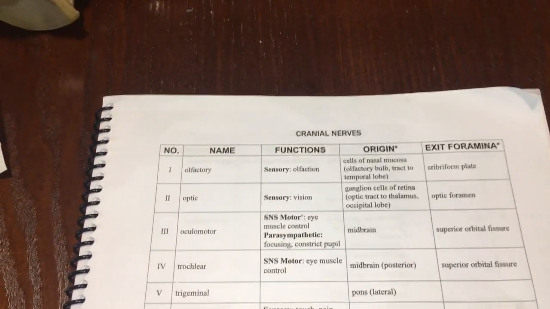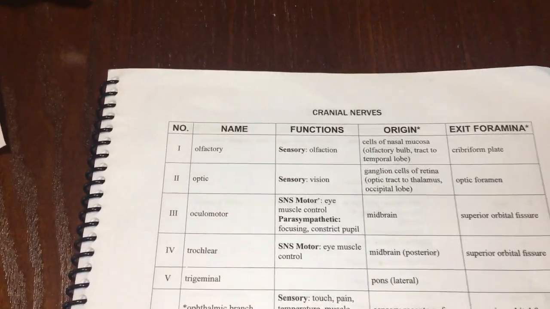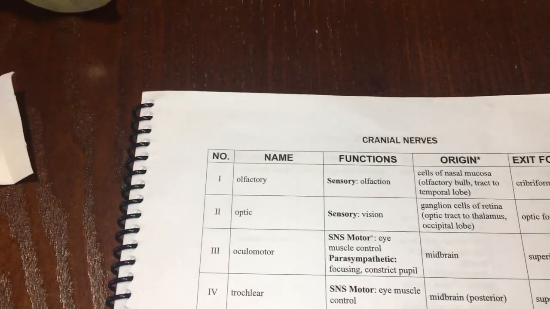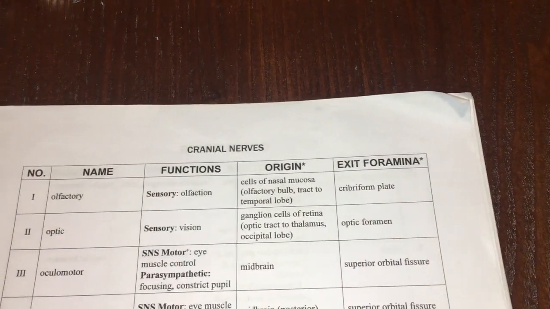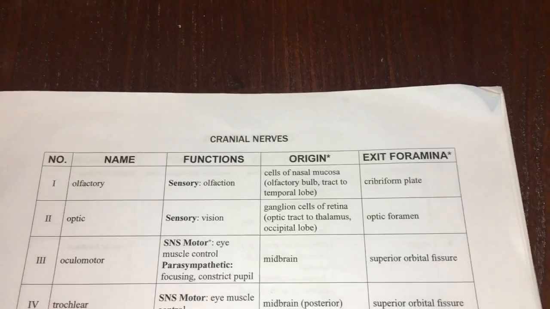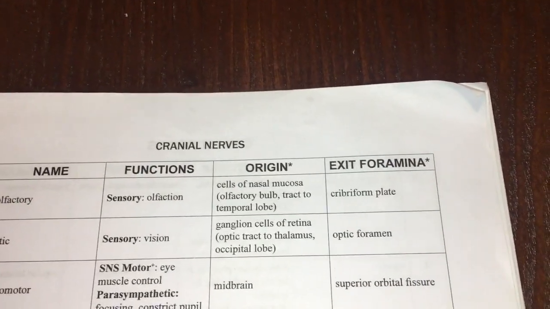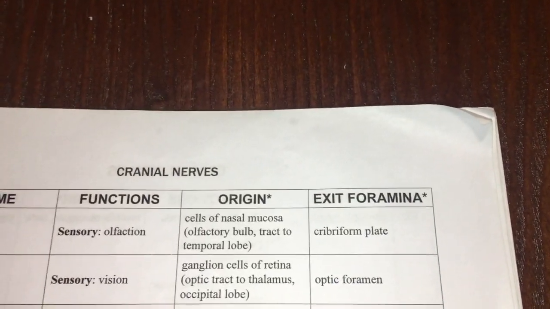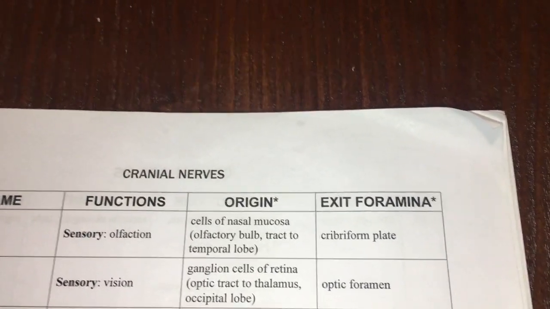Hello everyone, I just want to talk about the cranial nerves today. You need to know all 12 of the cranial nerves as well as their number, their name, and their function. It is for your information only to know the origin and the exit foramina for all the cranial nerves, because there's an asterisk right next to them. And that means just for your information only.